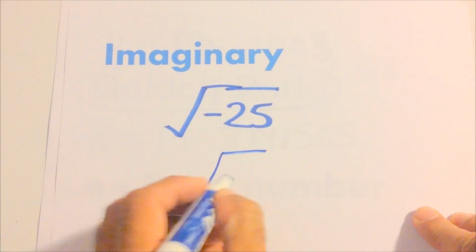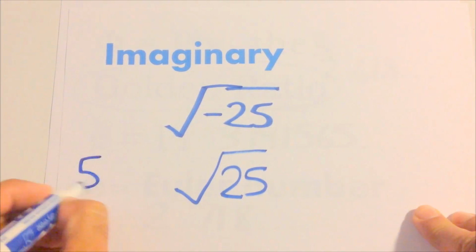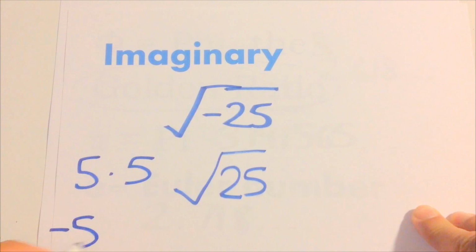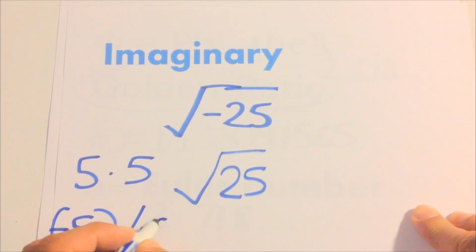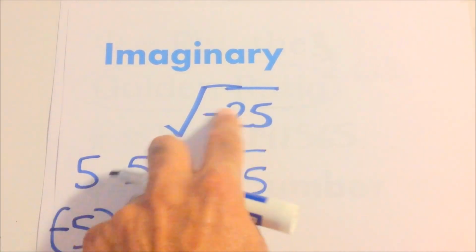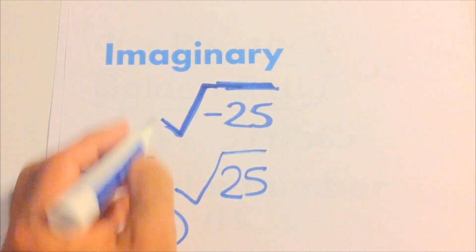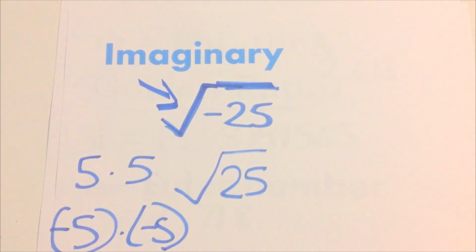The square root of negative 25, that is. The square root of 25, we said, is 5 times 5, or negative 5 times negative 5. But there are no real numbers that will give us negative 25 if we multiply the same two numbers. That's why the square root of negative 25 is imaginary.